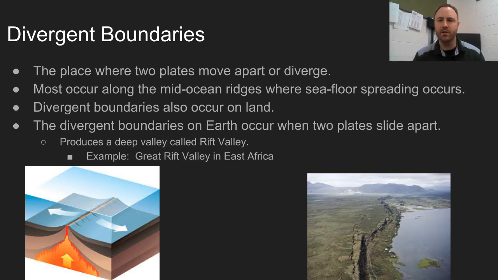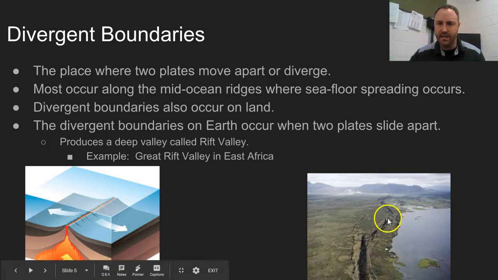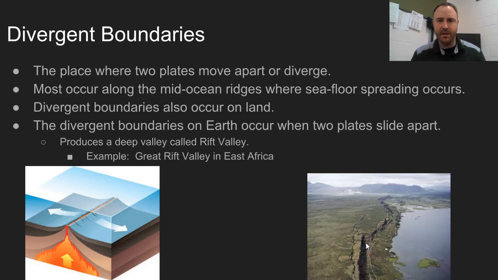Divergent boundaries also occur on land. Alright, so you can see that here is an example of that. And that example is going to be the Great Rift Valley in East Africa. These divergent boundaries occur when two plates slide past one another.